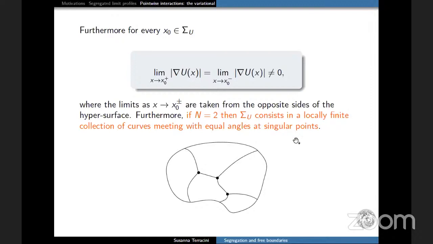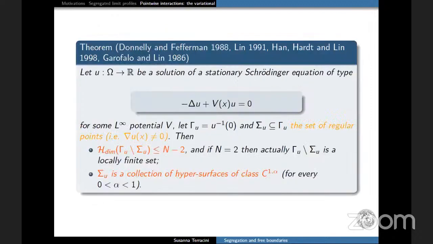And in 2 dimensions we have even more, because the singular set is a locally finite number of points, and the regular curves of the interface meet with equal angles at such singular points. Okay, what is interesting of this result is that it can be stated the following way.